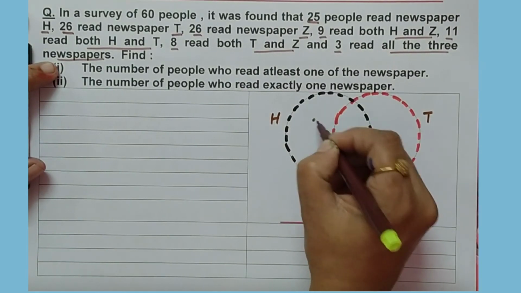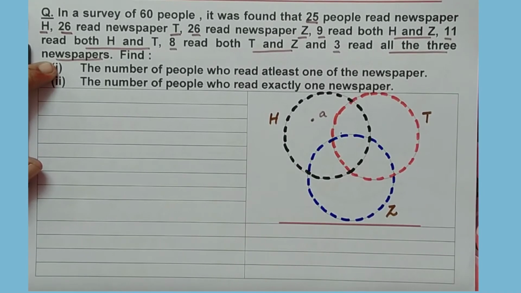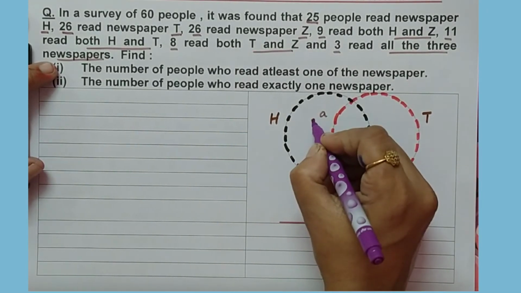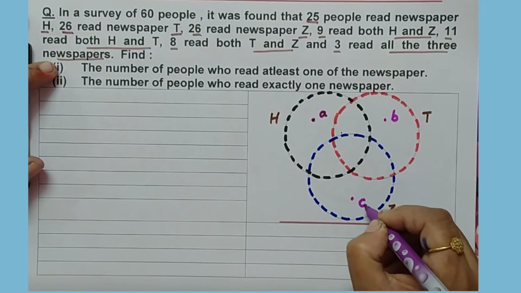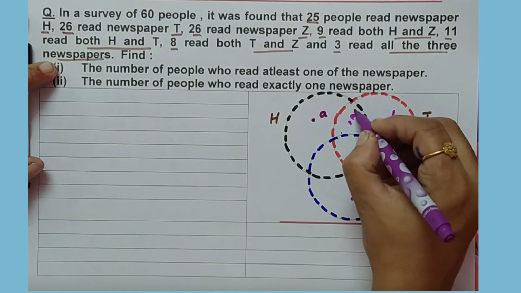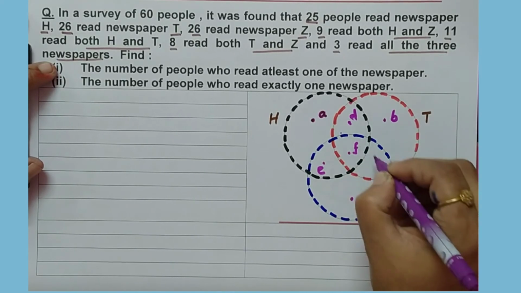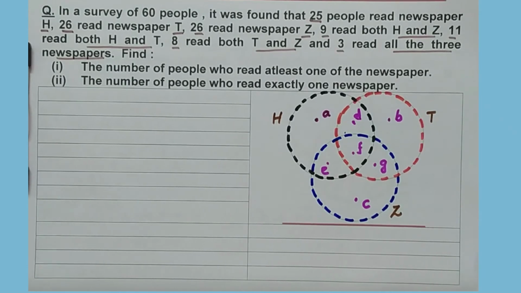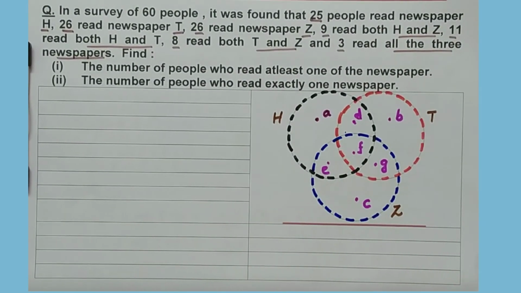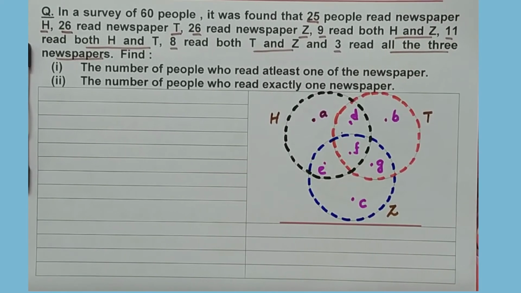Here, I am going to mark the element A. This one as the element B. Here, C. Then this area D. A, B, C, D, E, F, G. All the elements are marked in the sets. Read the question, formulate the equation, find the required area, and write the elements enclosed in the required area. Solving the equation, you will get the answer.